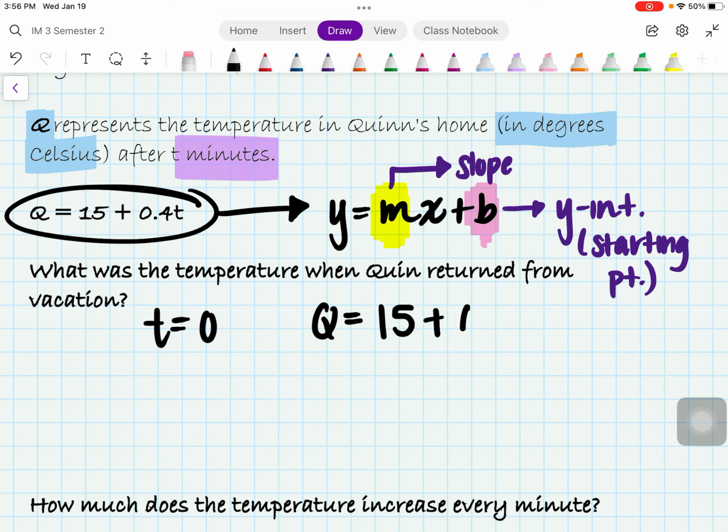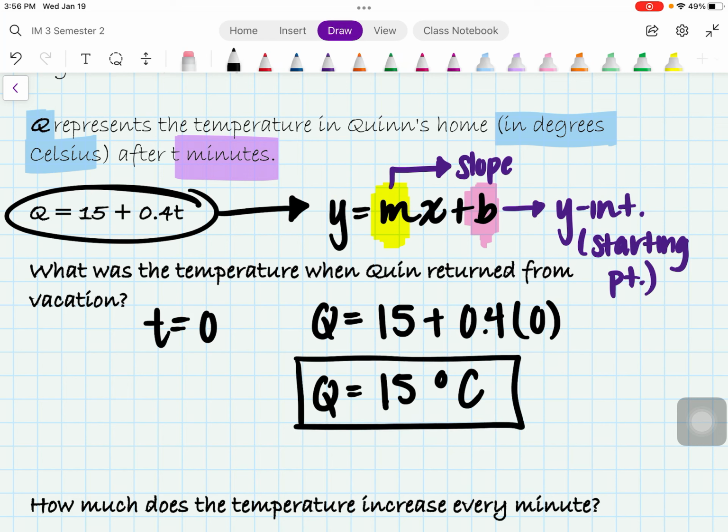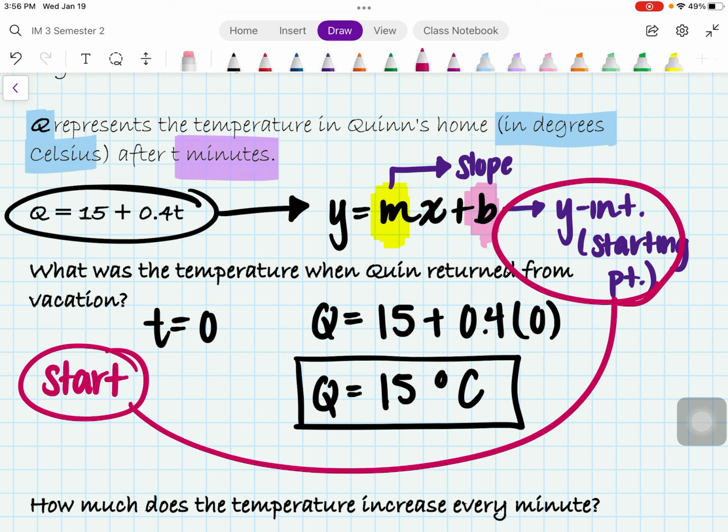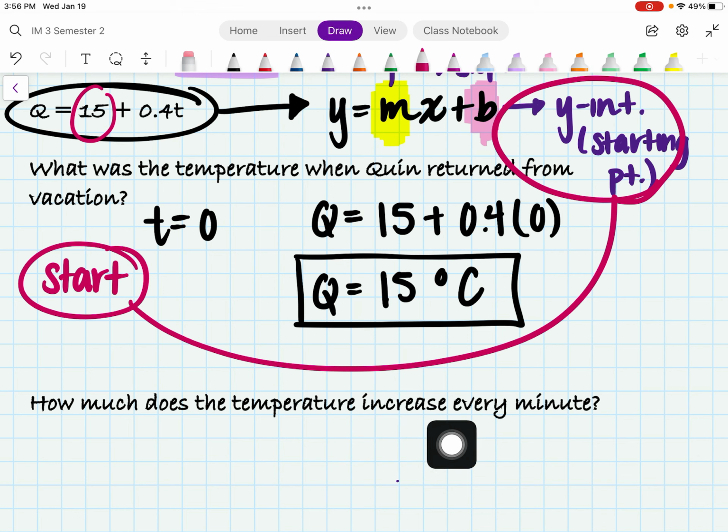So if we want to find what Q equals, what the temperature is, we're going to substitute a 0 for T. That gives us Q equal to 15. Once again, 0.4 times 0 is just 0. So it's 15 degrees Celsius. So that's our answer. It also mentioned the start, which talks about our y-intercept, and the y-intercept would be the 15. So that's another way we could do it.